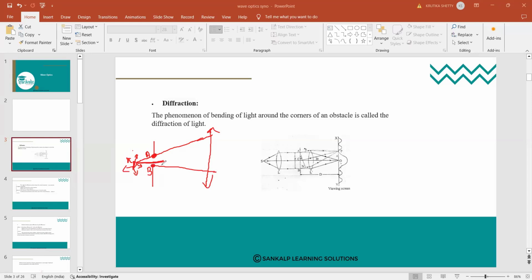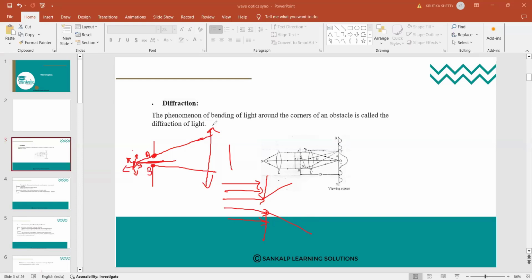So this is the bending of light at the corners of an obstacle. If the AB slit was not there, the light would have traveled in a straight line path, right. But here we have some obstacle. So when it comes to the obstacle, the light will just bend at the corners. The bending of light at the corners of an obstacle is called as what? Diffraction of light. It is called diffraction of light.